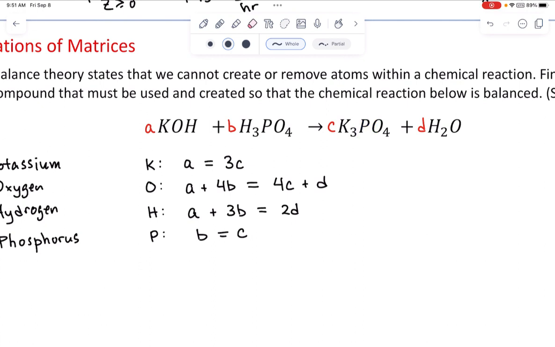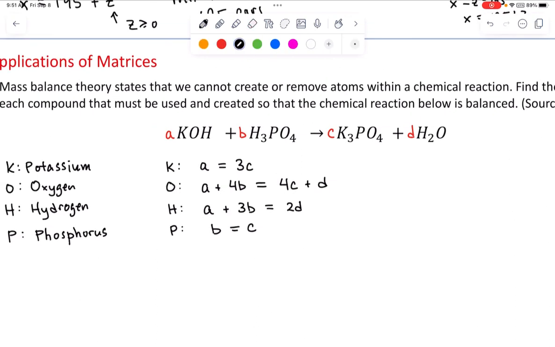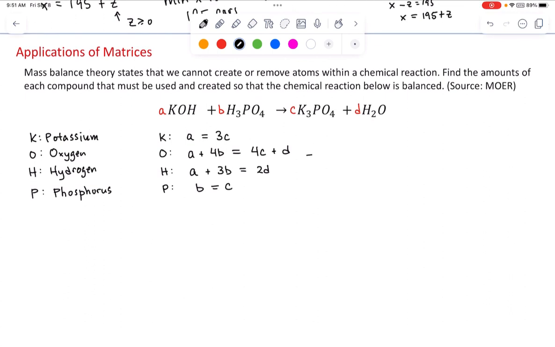Okay, this creates a system with 4 unknowns, A, B, C, and D, and there are 4 equations. So this is going to create a square coefficient matrix. Let's go ahead and convert these equations. I'm going to put all the variables on the left. So we have A minus 3C is equal to 0. We would have A plus 4B minus 4C minus D has to equal 0. We have A plus 3B minus 2D has to equal 0. And then we would have B minus C has to equal 0.